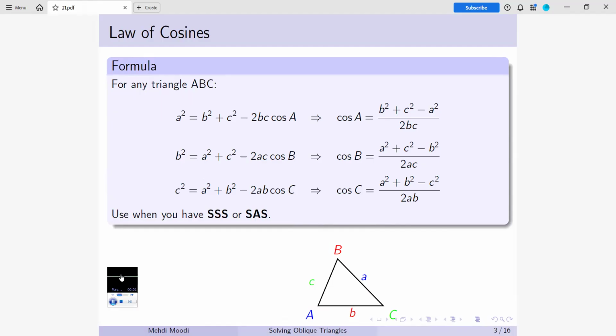Think of the law of cosines as Pythagoras for unruly triangles. Right triangles are well behaved, they follow clean rules. But oblique triangles? They're chaotic. No 90 degrees angle, just attitude. That's where cosine steps in, acting like a correction officer.